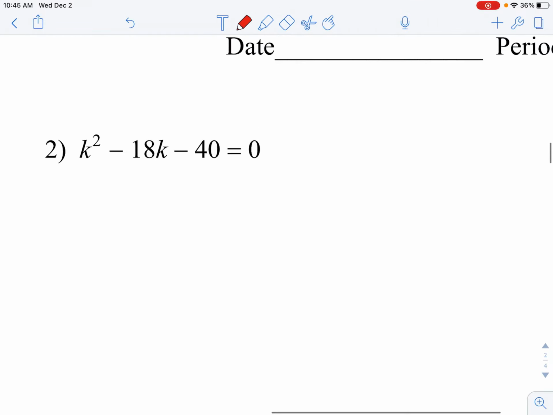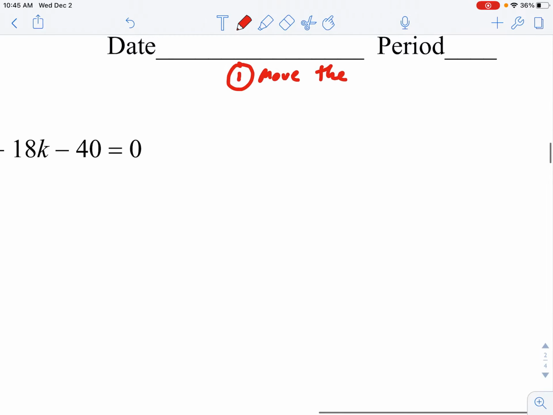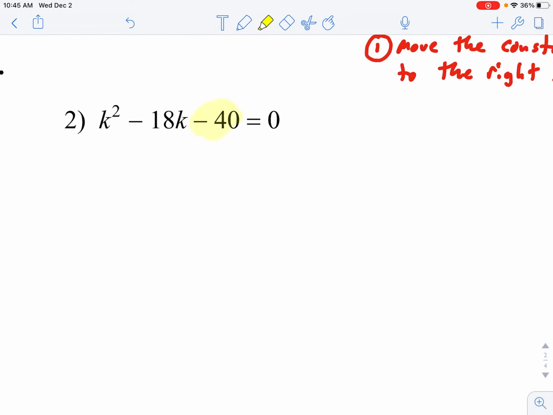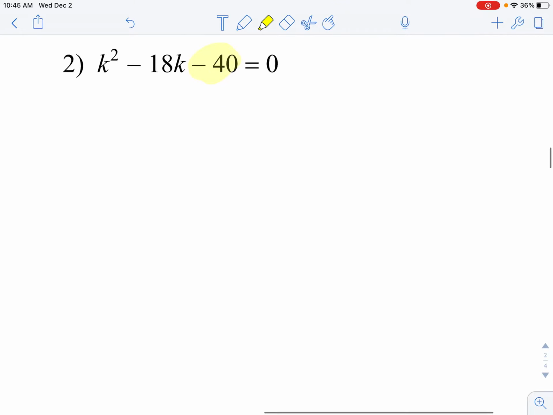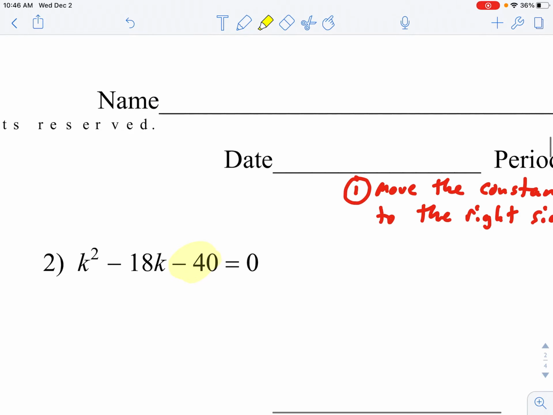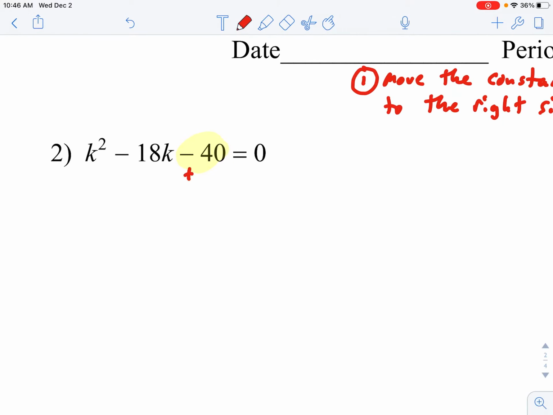Now, the first thing you want to do when you're doing this completing the square is move the constant term to the right side of the equal sign. The constant term is the term without a variable. So in this problem, the constant term is minus 40. In this problem, the constant term is positive 76. Whatever that constant term is, we're going to move it to the other side of the equal sign. So here I'm going to add 40 to get it over here.